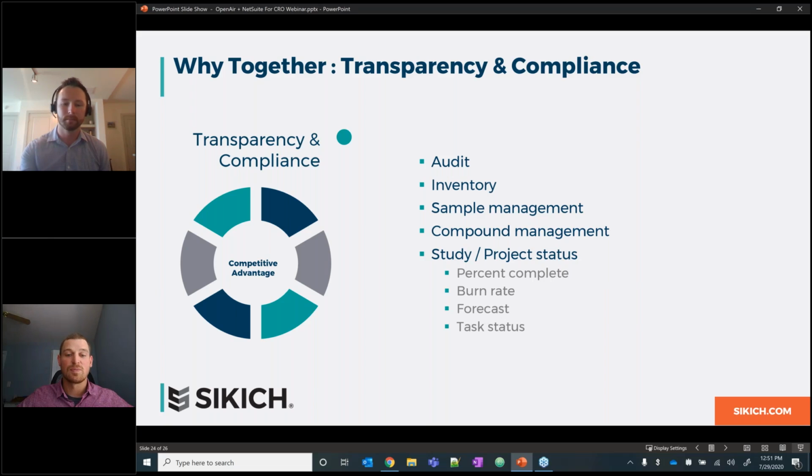And then also just from a pure study and project status, understanding and being able to provide what are our percent completes, how fast are we burning through resources, are we over or under in our efficiency factors, forecasting from a resource perspective, making sure we have the right people with the right amount of time to accomplish those studies and tasks as they come in.